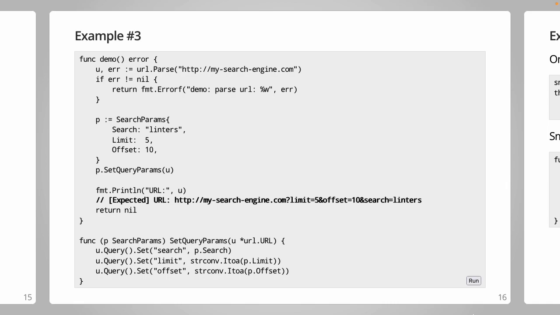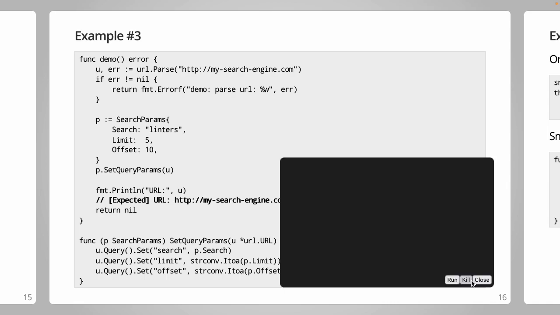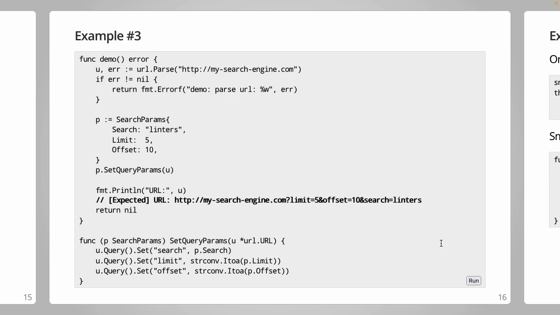But if I run this now, what I see is actually pretty different. Does anyone know what's the issue? Can you speak up? Yes, yes. So the right answer is that when you actually call u.Query, it returns a copy, which is not going to actually do any change on the URL instance.